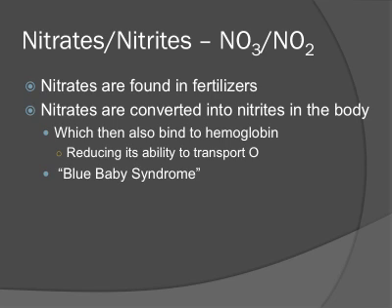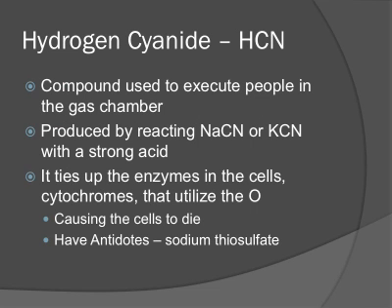Another thing that can affect your blood is the hydrogen cyanide, which is HCN. This compound is used to execute people in the gas chamber. So basically what happens is we can react sodium cyanide or potassium cyanide with a really strong acid. And in the process, it will produce hydrogen cyanide.